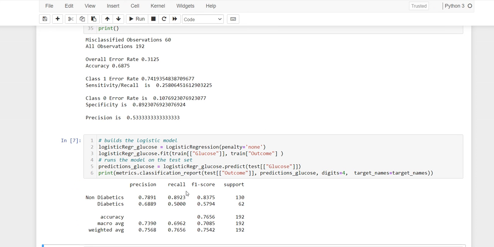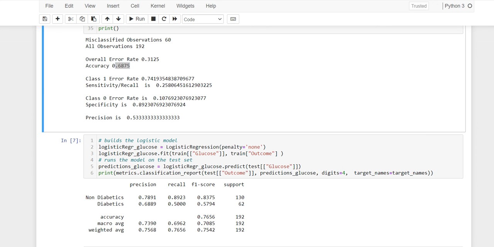And as you can see, the values improved dramatically. So my recall jumped from 25 to about 50%. Toss of a coin. Specificity, still hovering about 89.2%. And my accuracy jumped to 76.6% from 68.8%. Seems like a much better model, especially when looking at our classification metrics.